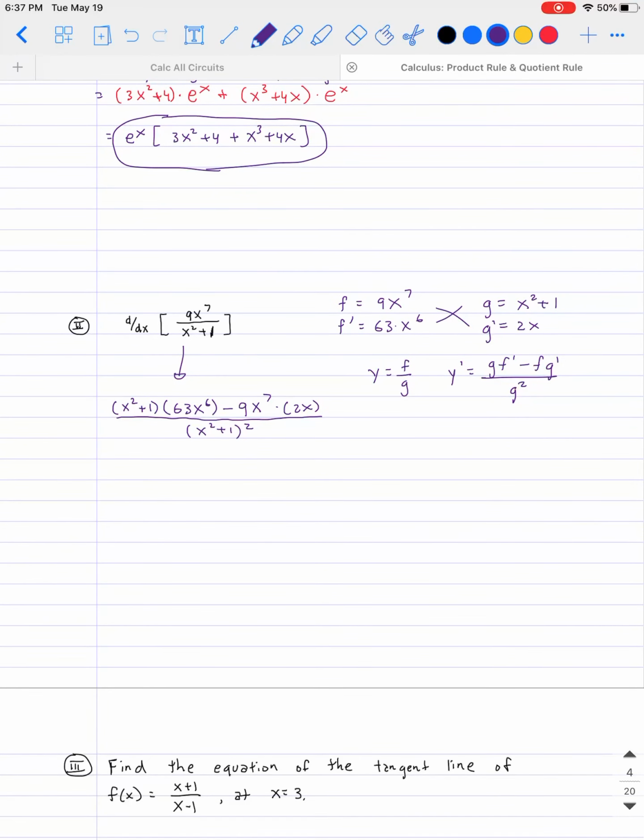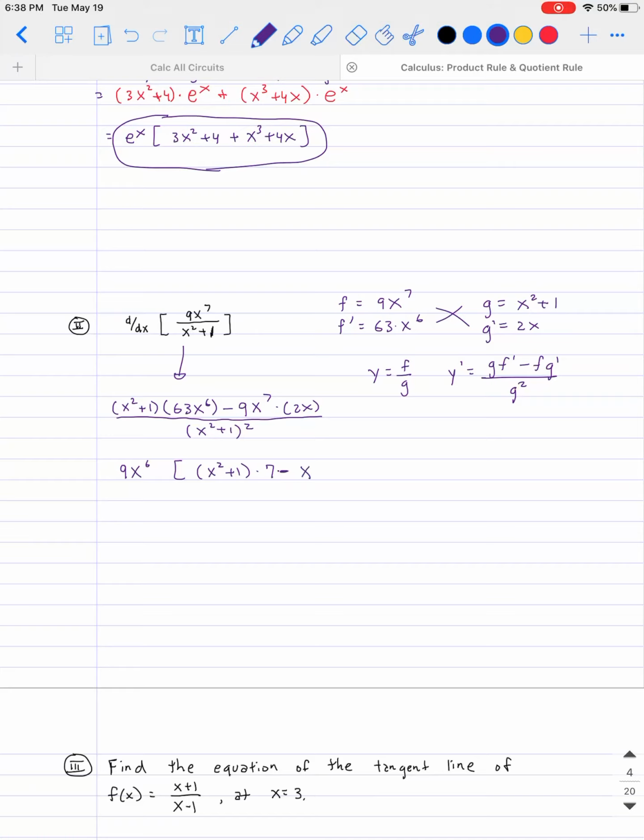What I'm noticing is that on top they both have x in common. And actually, it looks like you can take out x to the 6, and in addition to that, a 9. So let's go ahead and factor that out. So we're going to take out 9x to the 6. And if we do, the front term, we're going to have x squared plus 1 multiplied by 7. Oh, sorry, multiplied by nothing, just plain old 7. And then we have minus, for the second part, the 9 taken out, that's nothing left.